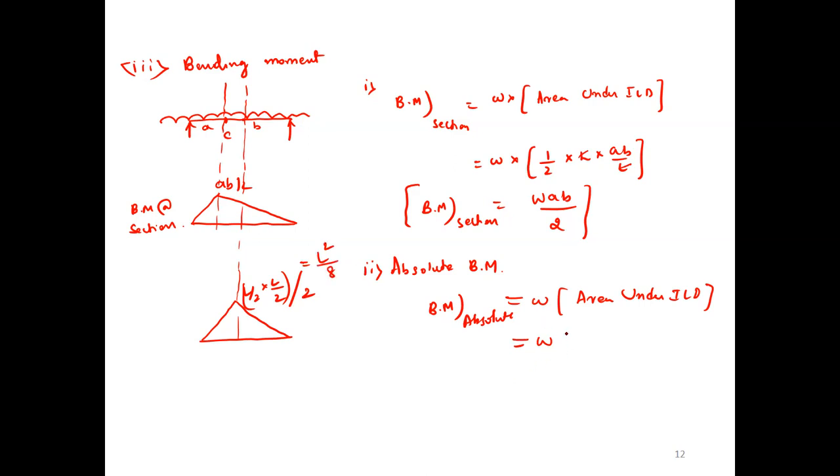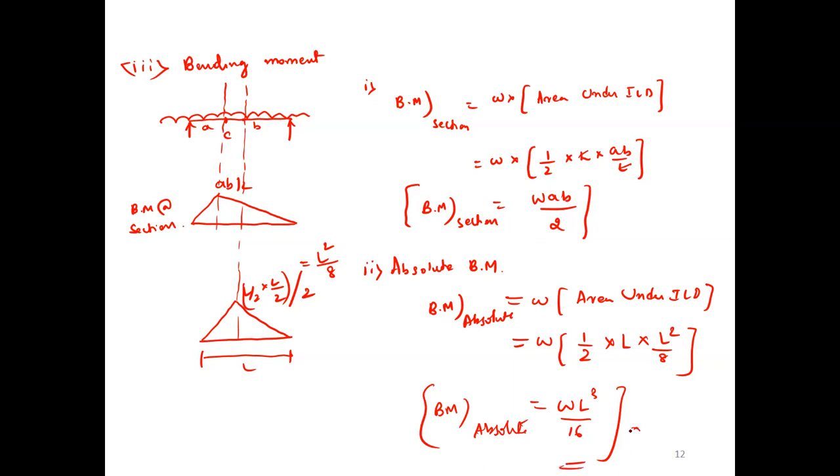So if you multiply this, area is half into base L, height L square by 8. Now absolute bending moment equals W L cube by 16. See, this is very, very important. Sometimes they will ask these two things. If they mention general bending moment at section, in that case AB by 2. If they ask absolute bending moment, WL cube by 16. That is the only difference. If they ask absolute, you have to consider at L by 2. If they ask at section, you have to take AB.